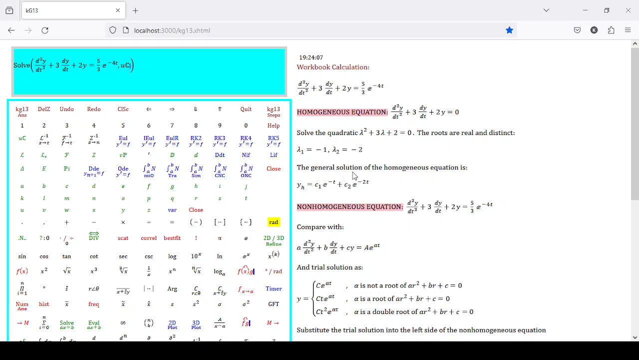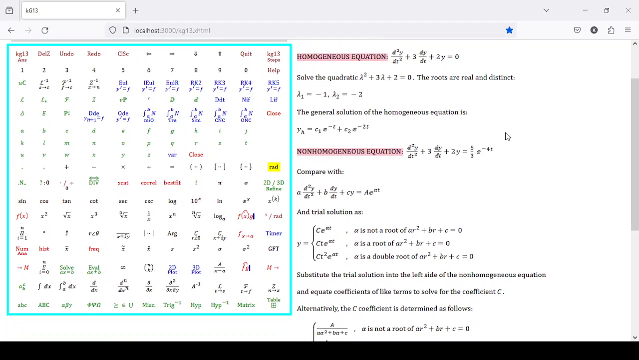So the general solution of the homogeneous equation is then yh equals constant c1 e to the minus t plus constant c2 e to the minus 2t. Going now for the non-homogeneous equation, where the right-hand side is 5 over 3 times e to the minus 4t.